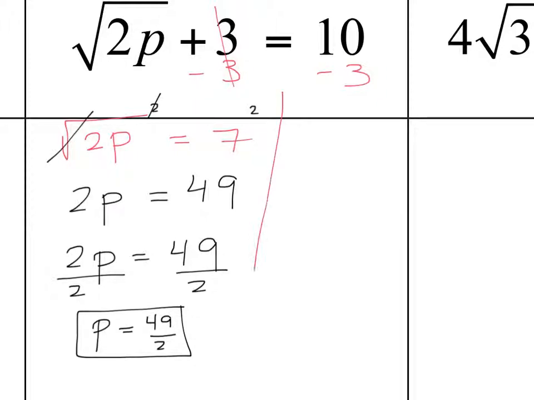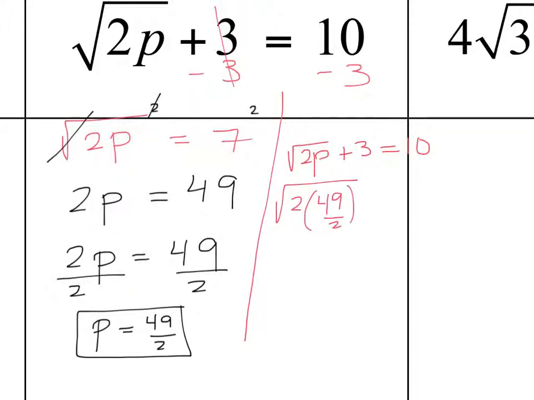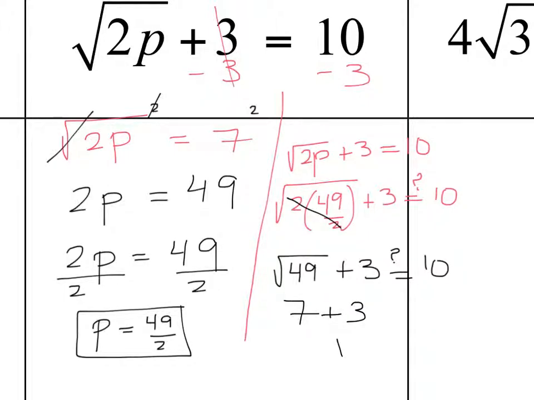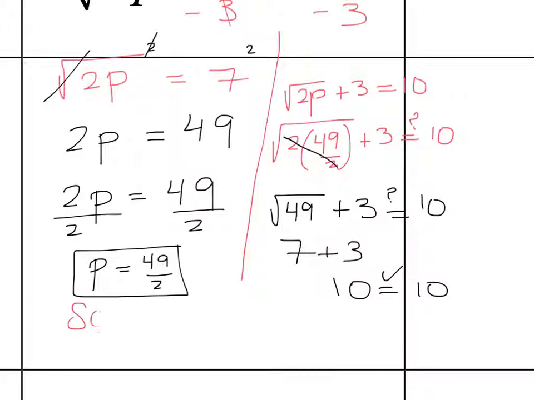The last step is going to be to go back to my main equation and check: if I plug in 49 over 2 for p, will I get a 10? So let's check that. Remember, 2 times 49 over 2, the 2 will cancel, so you're going to be left with just square root of 49. And copy everything else. Square root of 49 is 7. So 7 plus 3 is 10, which is equal to 10. So as you can see, it gave me something that's acceptable. So yes, p equals 49 over 2 is a solution.